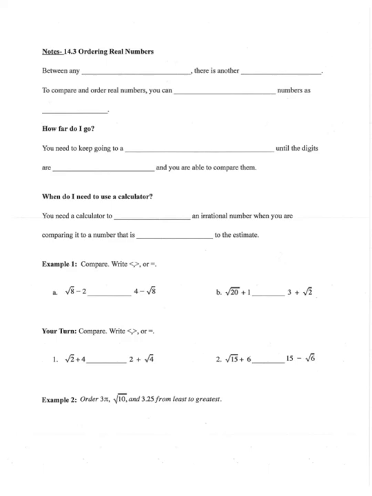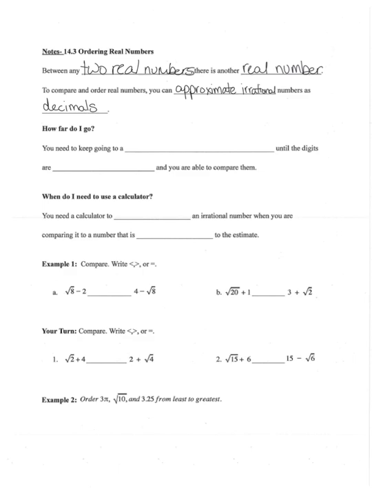Rounding out Module 14, we have Lesson 14.3, and now we're focusing on ordering these real numbers that we've been learning about. Between any two real numbers, there is another real number. To compare and order those real numbers, we can approximate irrational numbers as decimals, which is what we were doing in lesson 14.2.